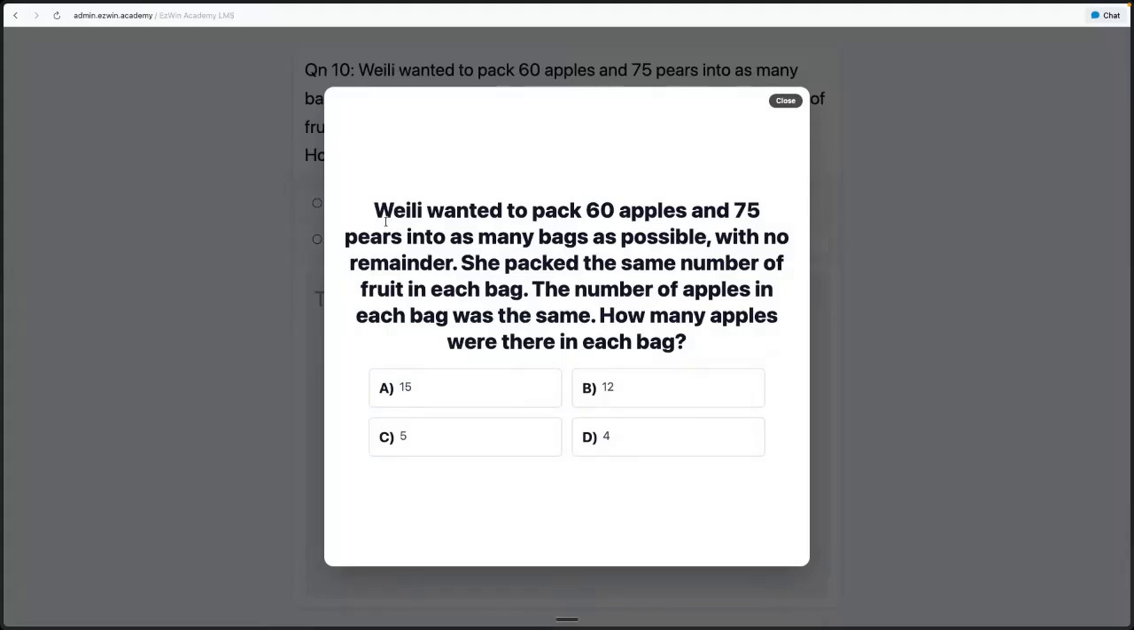All right, question number 10. Willie wanted to pack 60 apples and 75 pears into as many bags as possible with no remainder. She packed the same number of fruit in each bag. Number of apples in each bag was the same. How many apples were there in each bag?